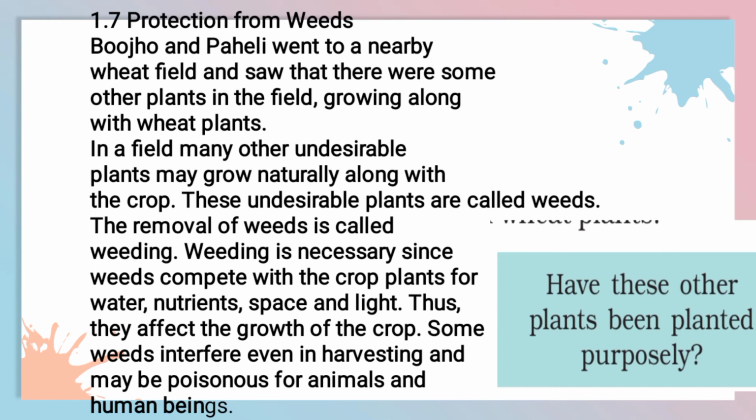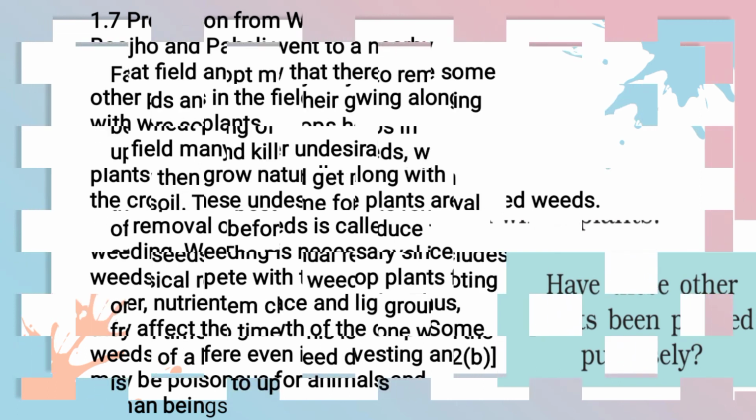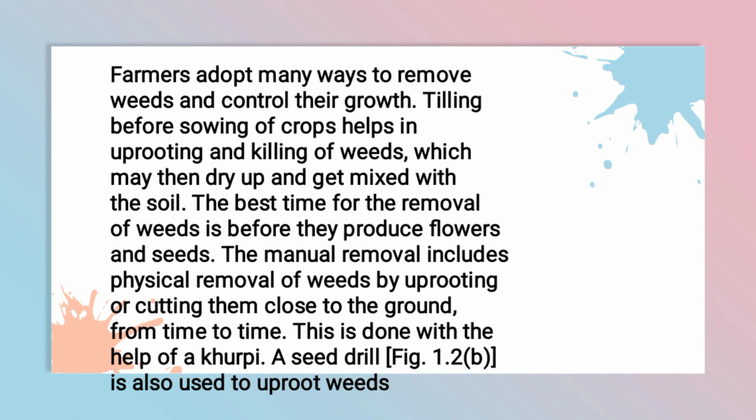Weeding is very necessary as it takes up the water, nutrient, space and light of the crop, and this will affect the growth of the crop. And second thing is they interfere during the harvesting, and some weeds are poisonous for animals and human beings. So weeding is very necessary. So there are some steps taken for the process of weeding. So let us see the first step.